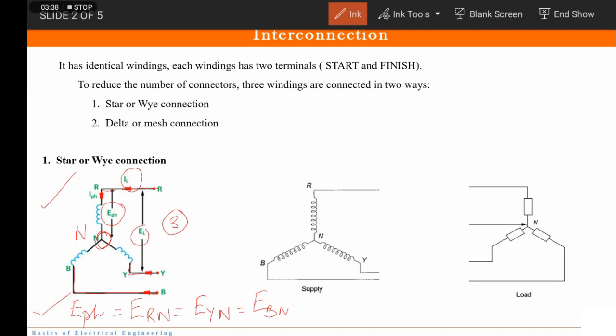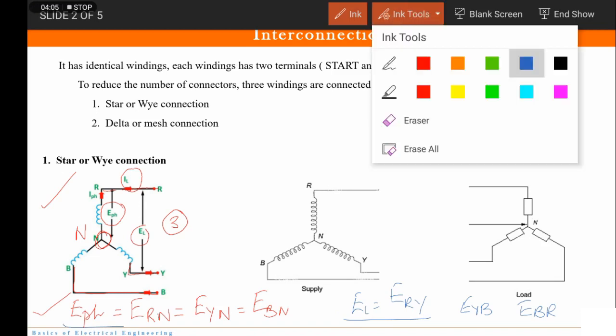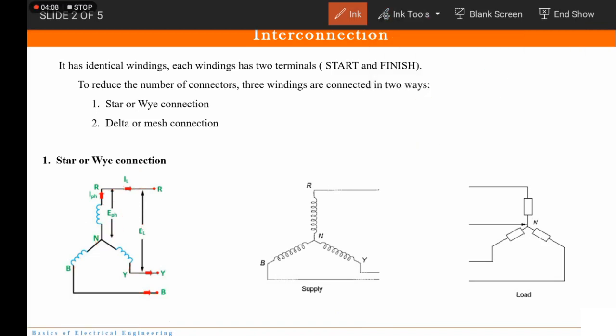But if we talk about line voltage, it will be the voltage between two phases. So it is between R and Y, or between Y and B, or between B and R. Understood? So this is called line voltage and this is called phase voltage. Got it? I hope this point is clear to you. So now here we have a neutral point.